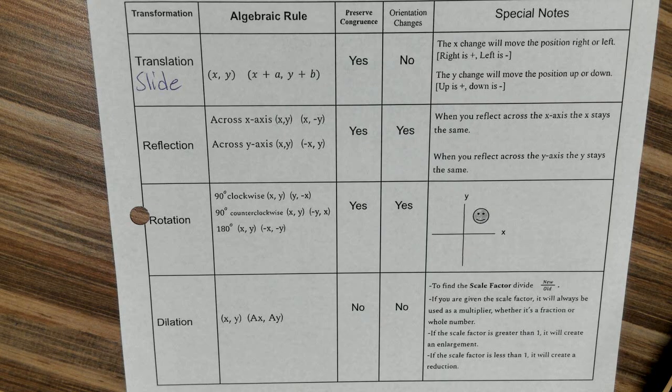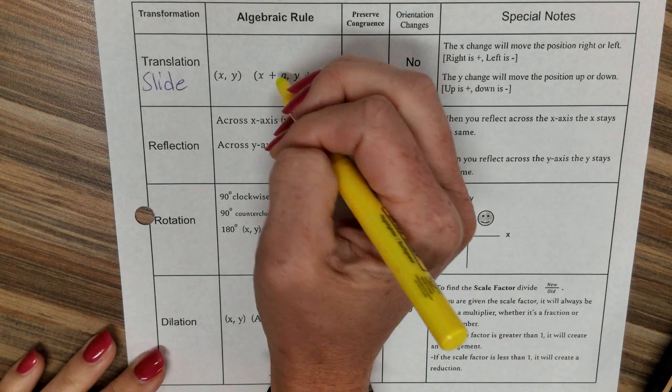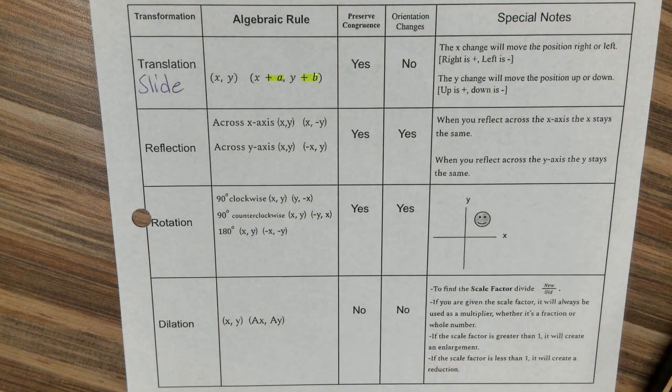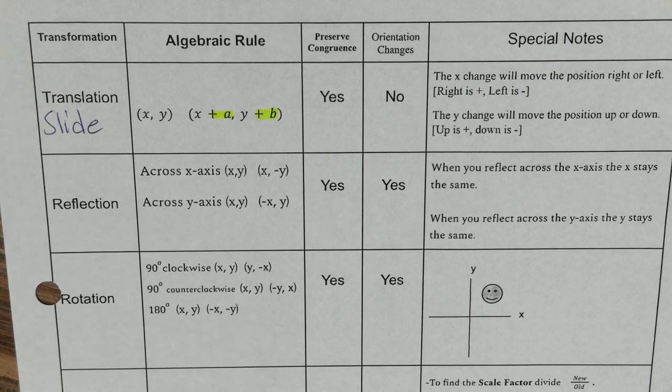Now, what do you need to memorize about a translation? I hope we're all listening. A translation is an adding and subtracting rule. So everybody look at the rule. Your job is to fill in those two things. Everybody should be writing what I write, highlighting what I highlight.